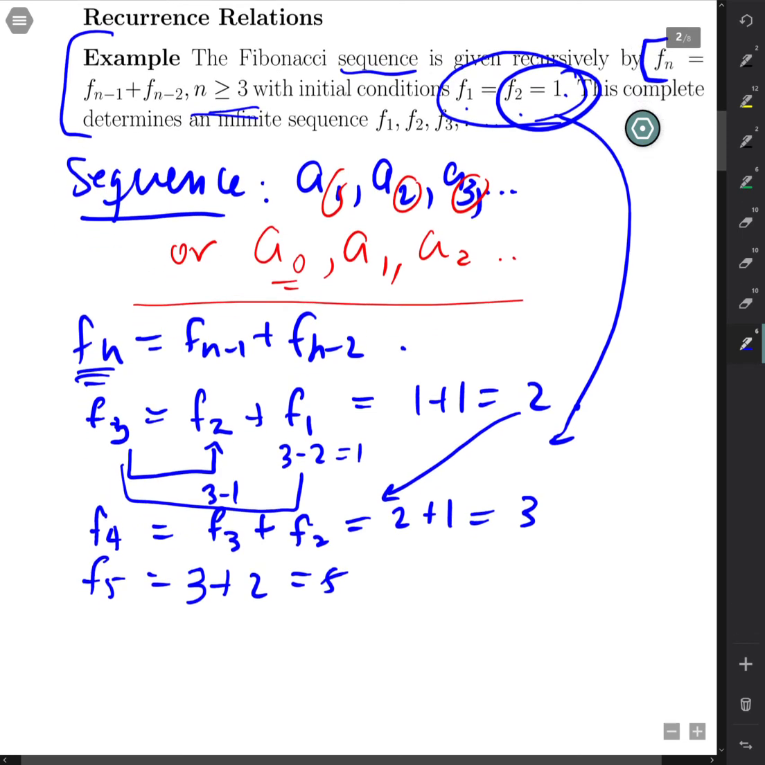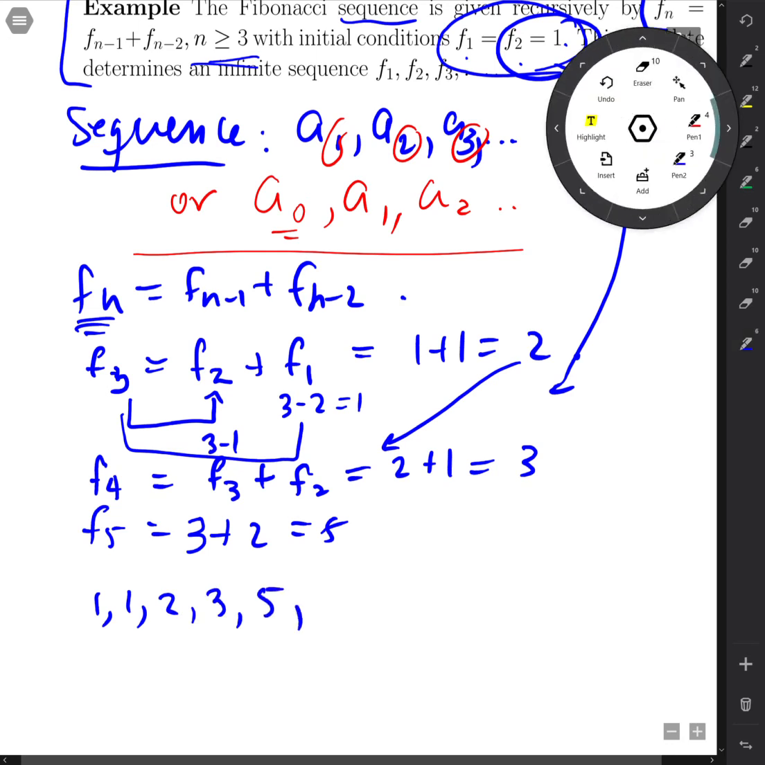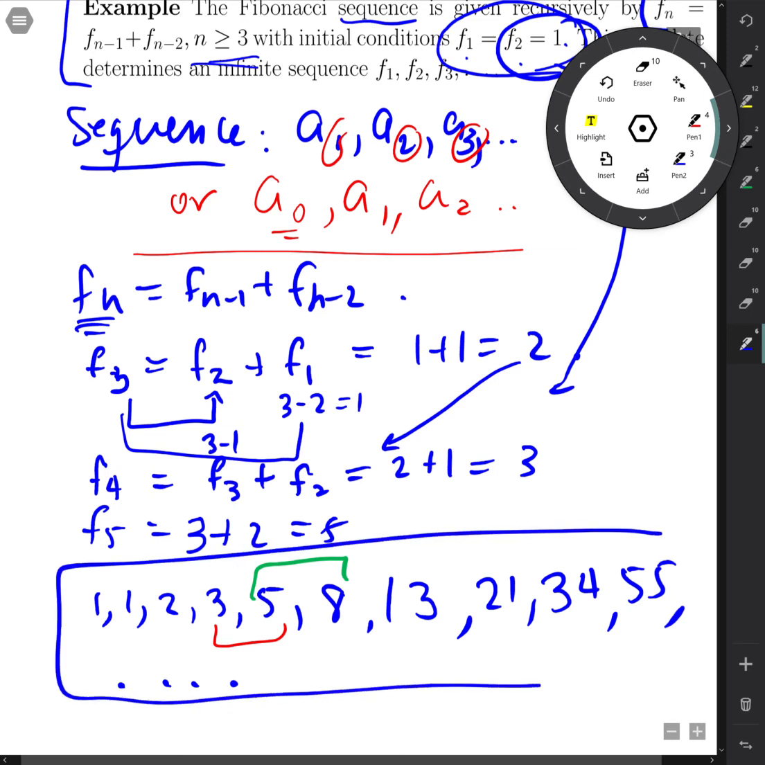And if you continue this pattern on, you'll see that what you have is 1, 1, 2, 3, 5. And the next one would just be the sum of these 2, so we would get 8. And the next one would be the sum of these 2, so we get 13, and then 21, and then 34, and then 55, and so forth and so on, right? So there's the Fibonacci sequence.